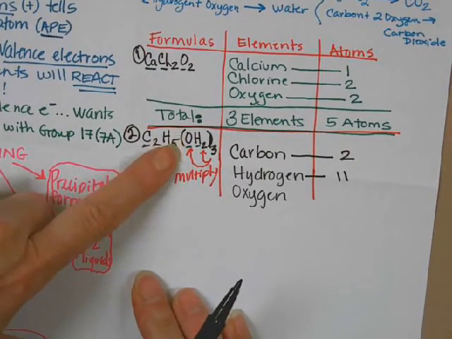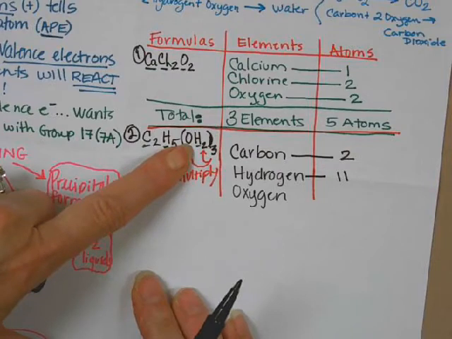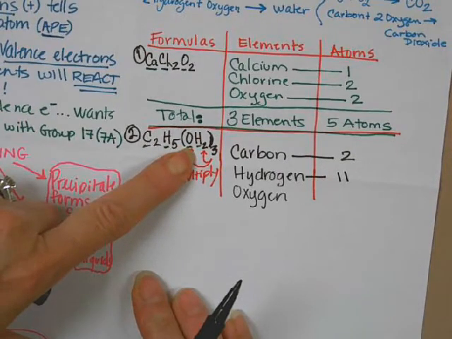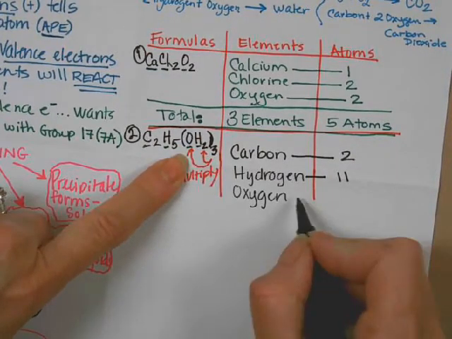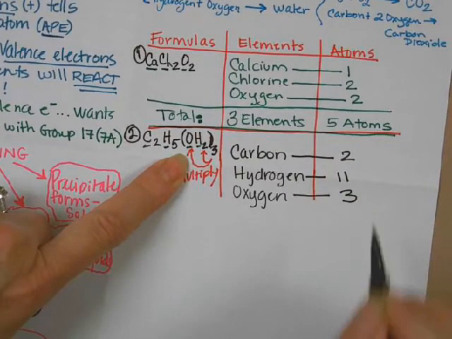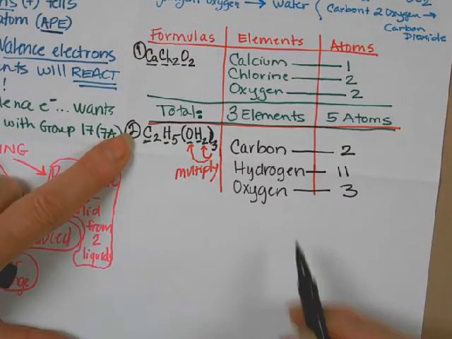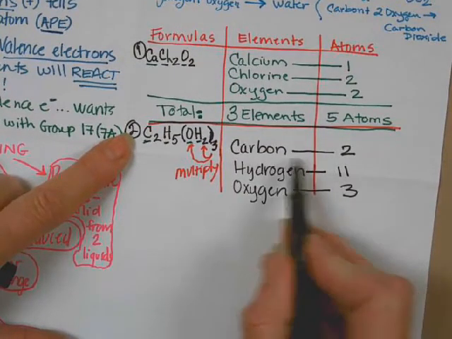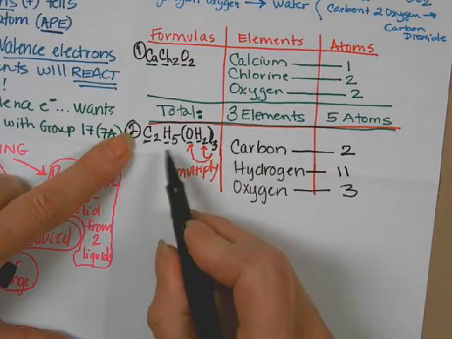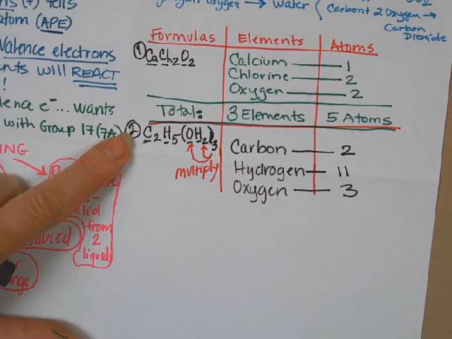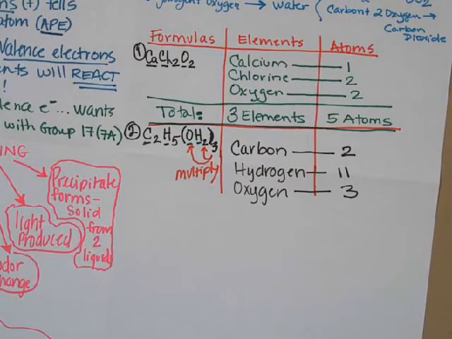Oxygen, I only have 1 inside the parentheses because there's no subscript. That means there's only 1. Times 3 gives me 3 total. So if they were to ask you how many atoms of hydrogen, you would have had to add all these together to get that correct answer. All right, I think we are good with that part.